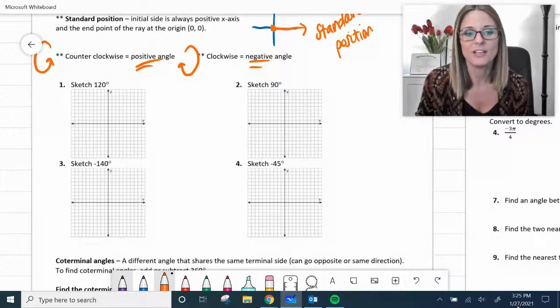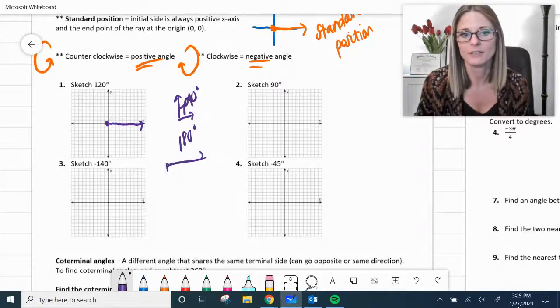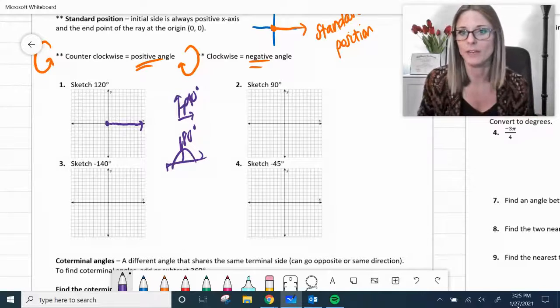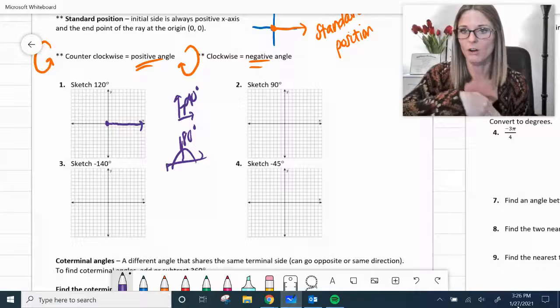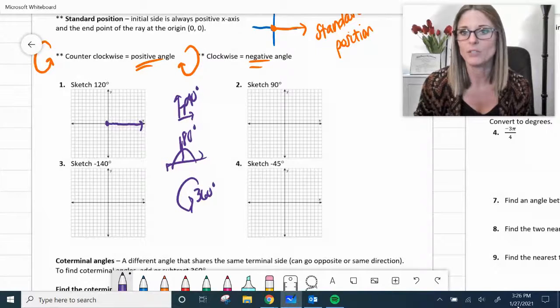Number 1, sketch 120 degrees. So standard position will always start here on the positive x-axis. And so let's review a few things. In a bell ring or a warm-up, I would have asked, hey, what's 90 degrees? Your right angle. What's 180 degrees? A full straight line. Because if you had a 90 right angle and a 90 right angle would make 180, and you'd go all the way over. A full circle would be 360 all the way around. So some of those things will be helpful.